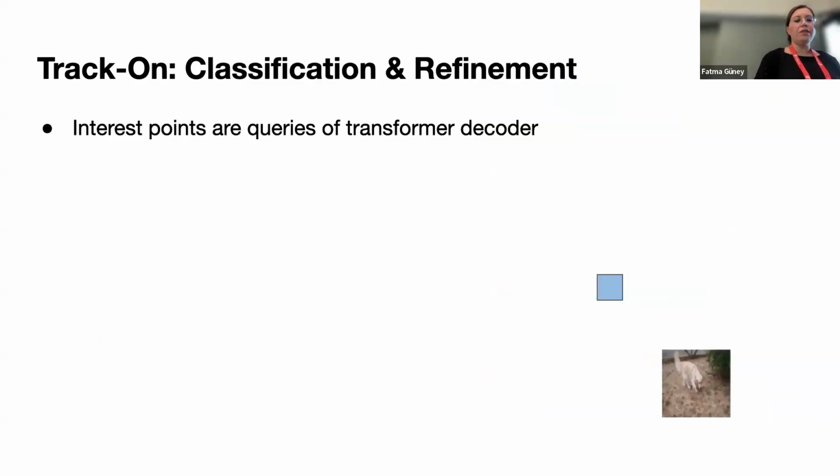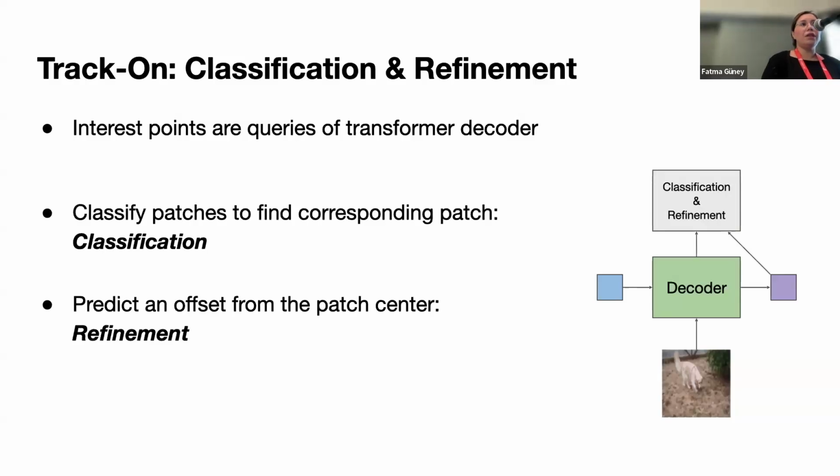So we treat the points of interest as queries in the transformer decoder, right? Given the query point, we attend to the current frame to update their features. And we train this model with patch classification based on similarity, followed by refinement through offset prediction with respect to the patch center. I guess we are all familiar with object detection models, right? They first refine the proposals' locations. This is a bit similar to that. First, we classify the patch location and then refine it to get pixel level accuracy within the patch.